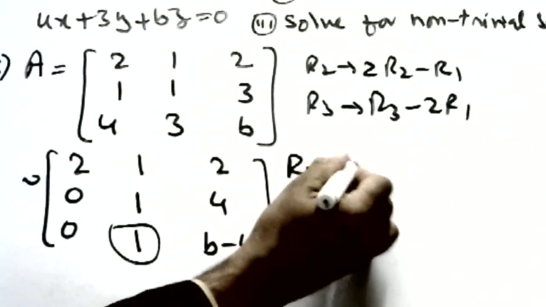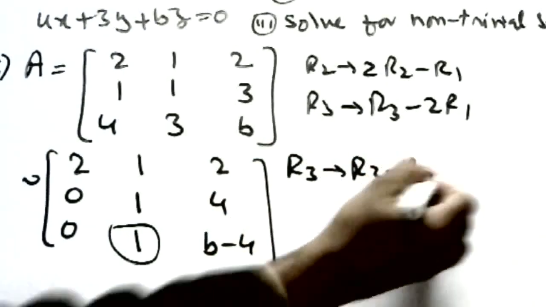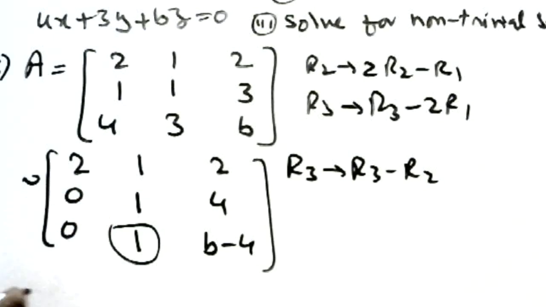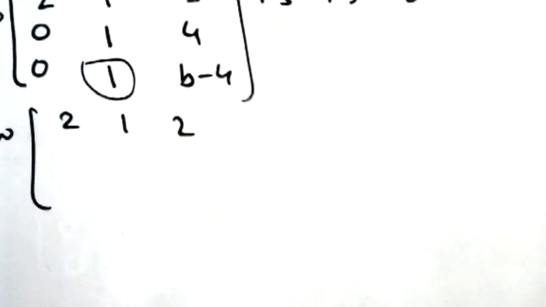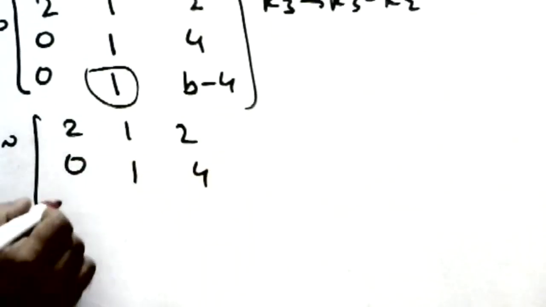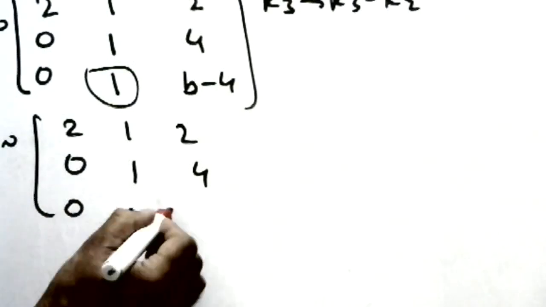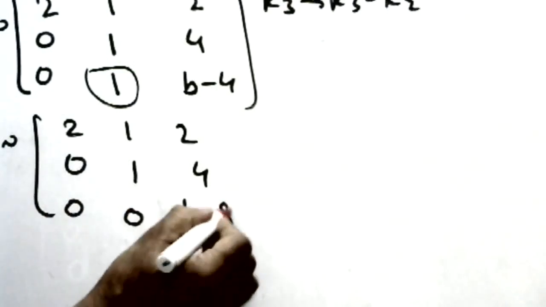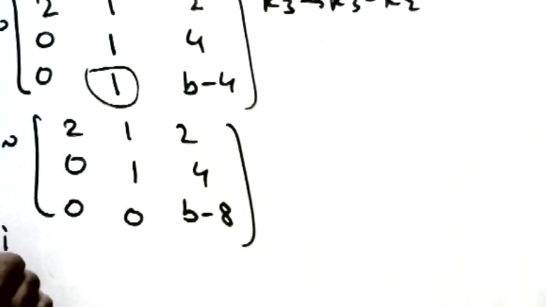Now next step we have to make this one 0. R3 implies R3 minus R2. So we are left with 2, 1, 2, 0, 1, 4. Now R3 minus R2: 0, 1 minus 1, 0, b minus 4 minus 4, b minus 8.